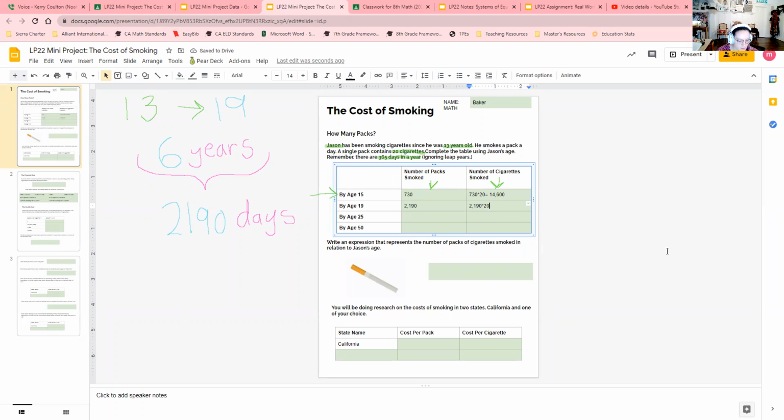And we're just going to check that on our handy dandy calculating machines times our 20 cigarettes. We find out that Jason has smoked in his 6 years 43,800 cigarettes. You are going to use the same process to figure out how many packs and individual cigarettes that is by age 25 and by age 50. Okay, take a quick moment, pause my video if you need to figure those out.